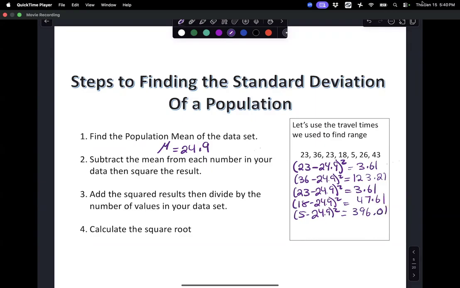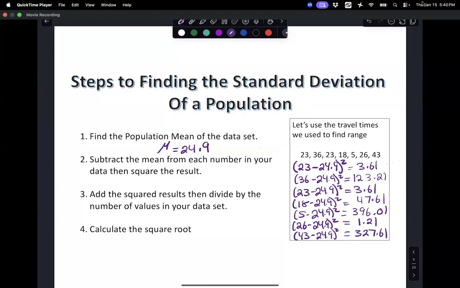396.01. Let me see, 26. This one won't be too bad. Yep, this is a baby one: 1.21. And then 43. My box is just the right size. One might say I might have done this before. Imagine that, 327.